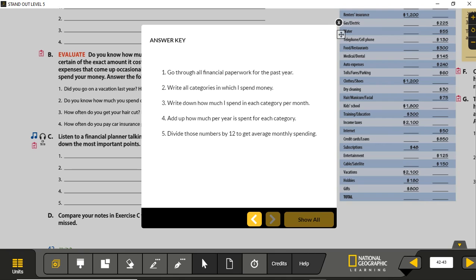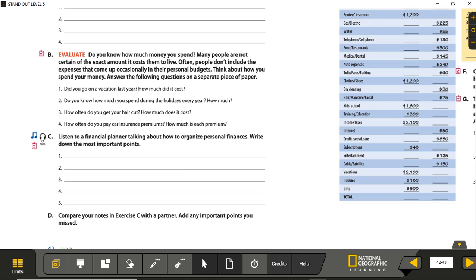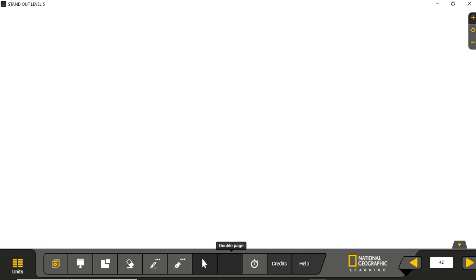So these don't have to be in any order, but these are the main points they were talking about. So don't worry about 1 through 4. Just make sure that you got all these main points written down, okay? Now, we're going to come over here. I'm going to make it into a single page, page 49.